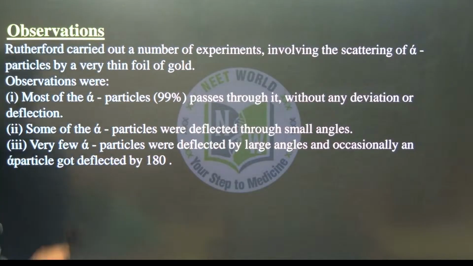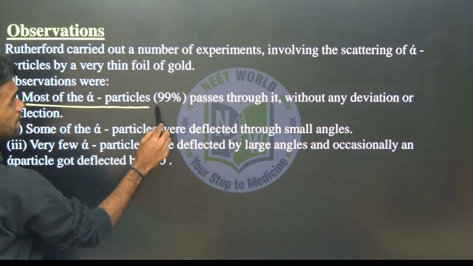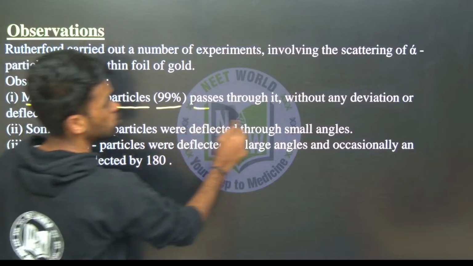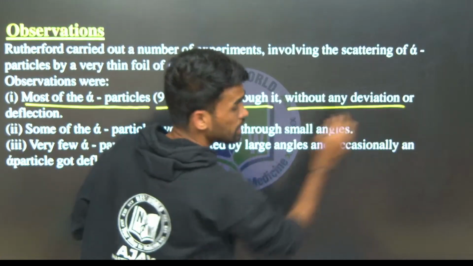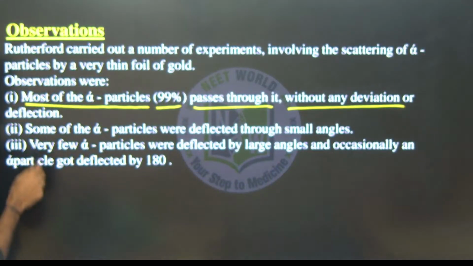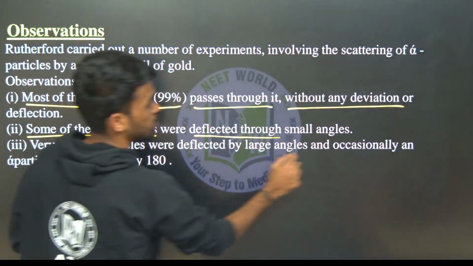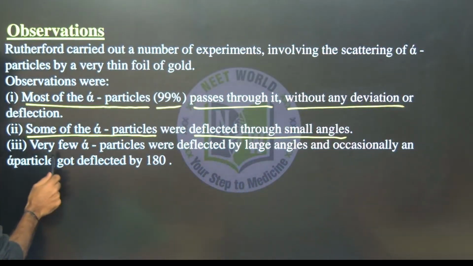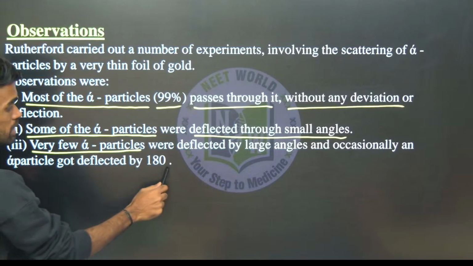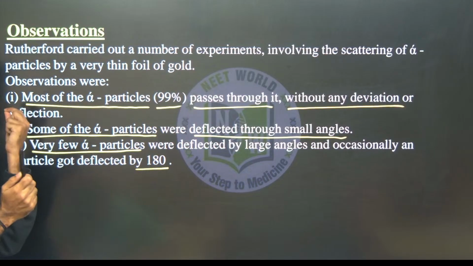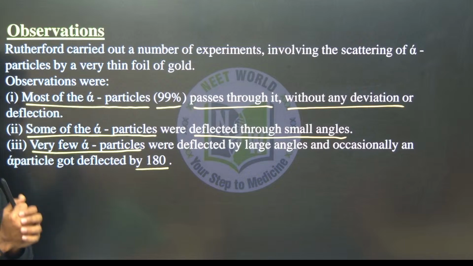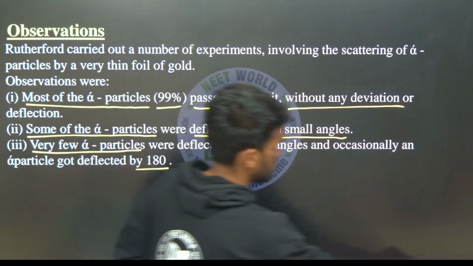Okay, so what he observed: most of the alpha particles, like 99%, are passing through it without any deviation. But some of the alpha particles were deflected with small angles. And very few alpha particles are deflecting by 180 degrees, like retracing their original path. These are the points you should remember here.